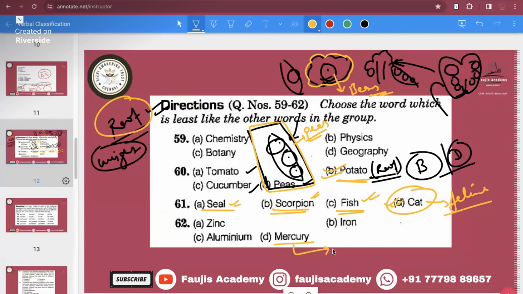Question number 62. Mercury is a metal, guys, and it's the only liquid metal in the periodic table. Right? So which one is the answer? Zinc, iron, aluminium, these three are your metals and mercury is your liquid metal. Right, guys? Shall we move? Anybody who did not get it correct? Yeah, who is that? We'll move, sir.